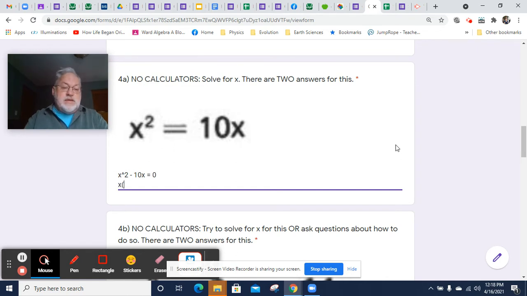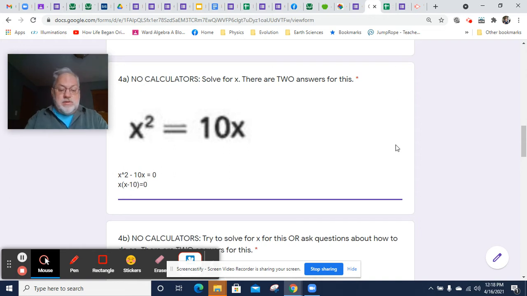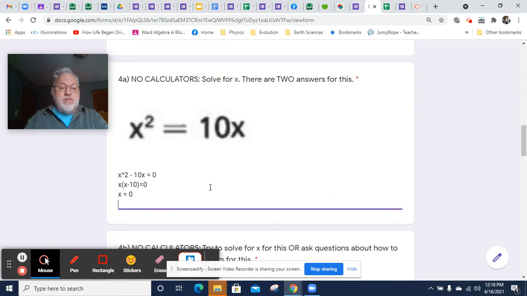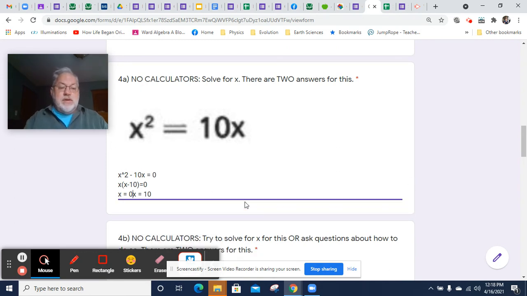But if I factor this and I get x times x minus 10 equals 0, it starts to reveal that there's another answer. So if x is 0, this would be 0. And if x is 10, this thing would be 0 because 10 minus 10 would work. So you have two answers here. x is 0 and x is 10.